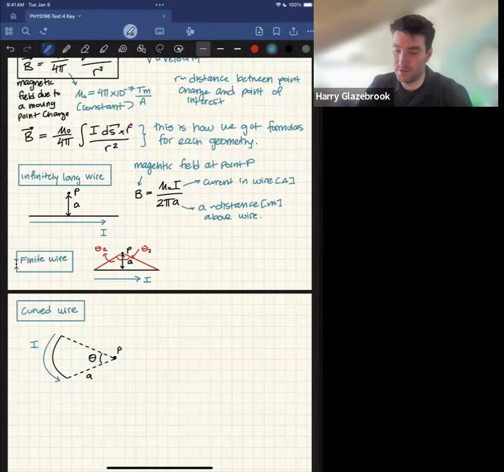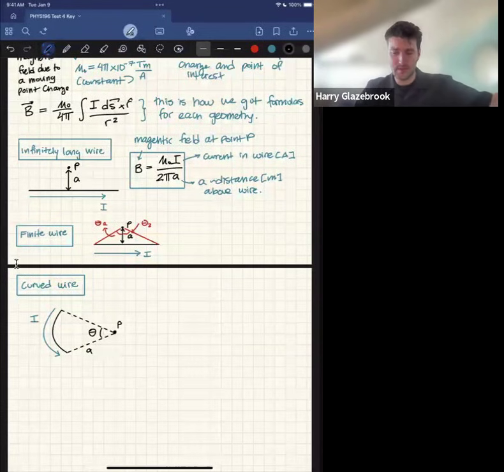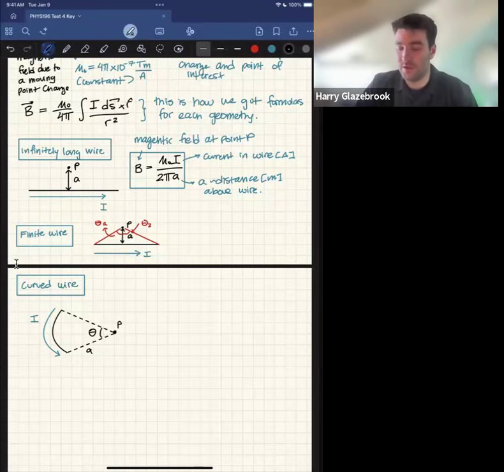So this is a really, really important one. You're going to use this all the time. There will most certainly be at least one question on your test where you have an infinitely long wire. In a situation where he doesn't specify infinitely long, if you hear the words very long wire or something like that, then you always just assume it's infinitely long.